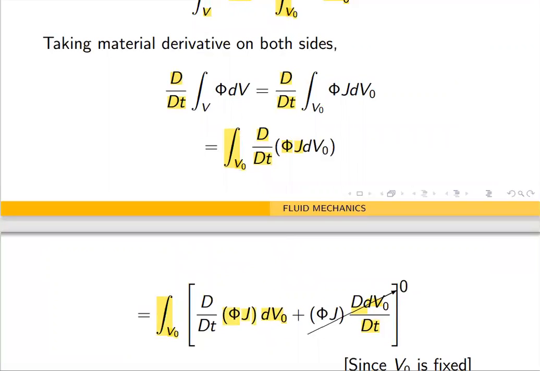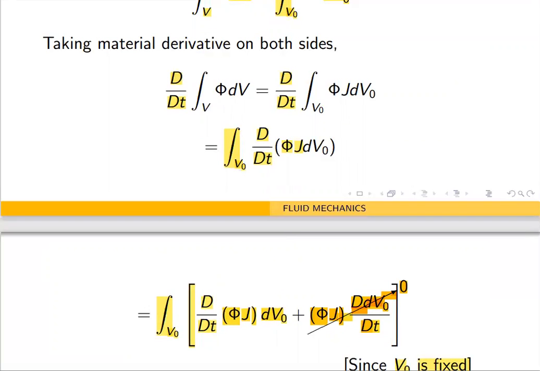What is our V naught? V naught is the initial volume. To start with, volume V naught is constant, is fixed. So dV naught is also fixed, right? So capital D by Dt of any constant is 0. So that is why this part is 0. There will be no contribution by this term. Now what is remaining? Remaining is this whole thing, right?